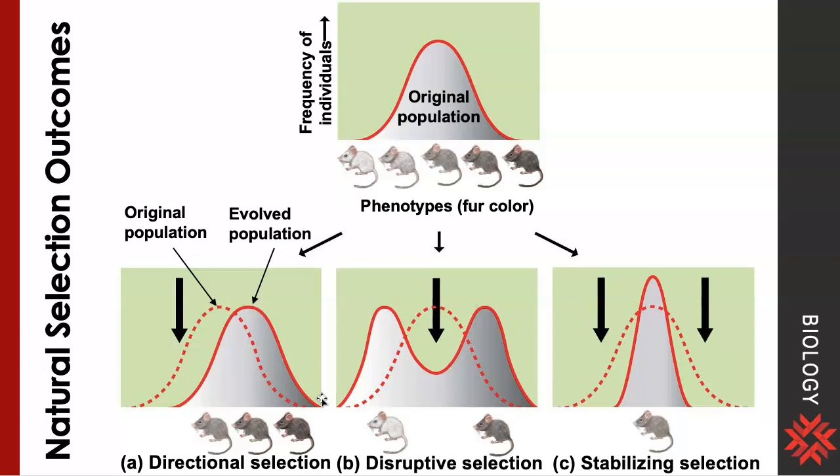After this processing plant closed, there was no longer this black soot being emitted. And as a result, you saw this gradual shift in the phenotypes over time where a lighter phenotype was favored.